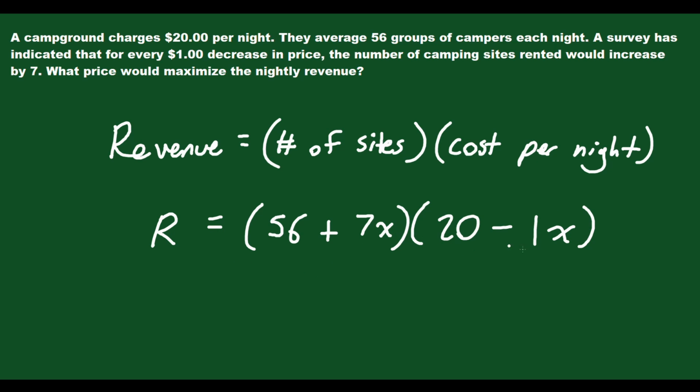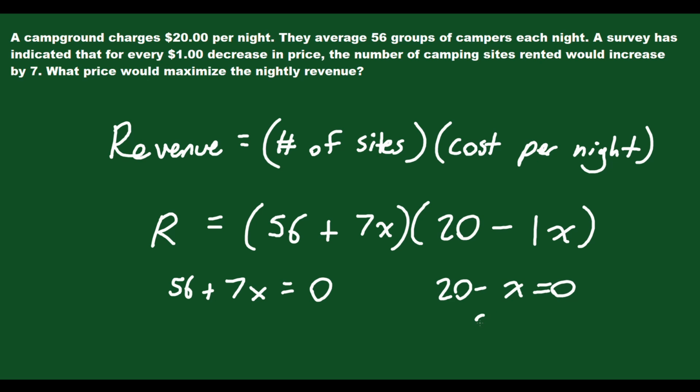Well, we have to realize this represents a quadratic equation, right? This is a quadratic function. And you can figure out where the maximum is, right? The vertex, if you were to graph this, by looking at the roots and then taking the average, right? So what are the roots here? Well, set each of these equations to 0. 56 plus 7x equals 0, and 20 minus x equals 0.